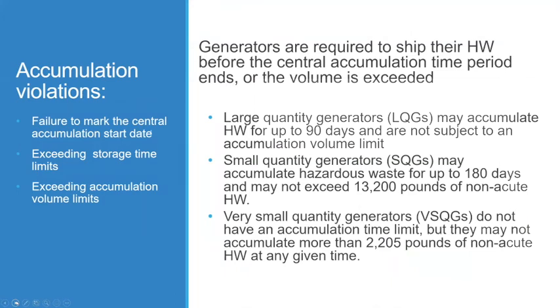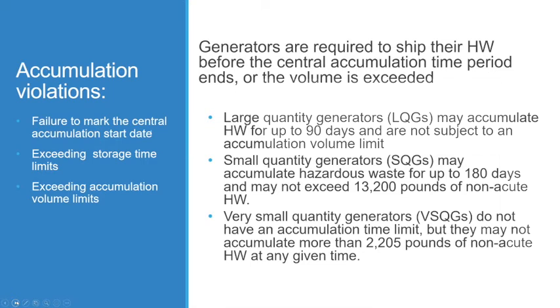So accumulation violations: failure to mark the central accumulation start date when you're moving something from the satellite accumulation to the central accumulation, exceeding storage time limits, exceeding that 180 or 90-day time period, and exceeding the accumulation volume limits. So generators are required to ship their hazardous waste before the accumulation time period ends or the volume is exceeded. So if you're an LQG and you have the 90-day time period, you don't have a cap on your volume, but you have a time limit.